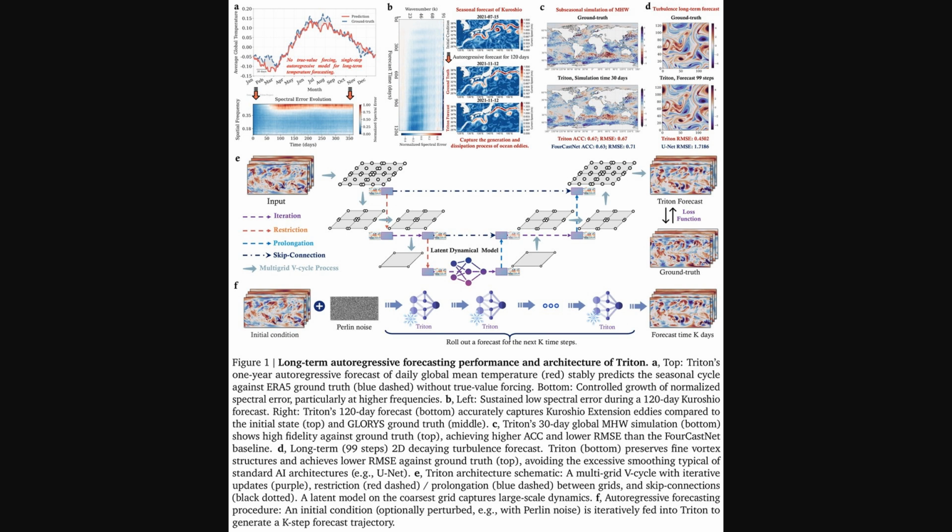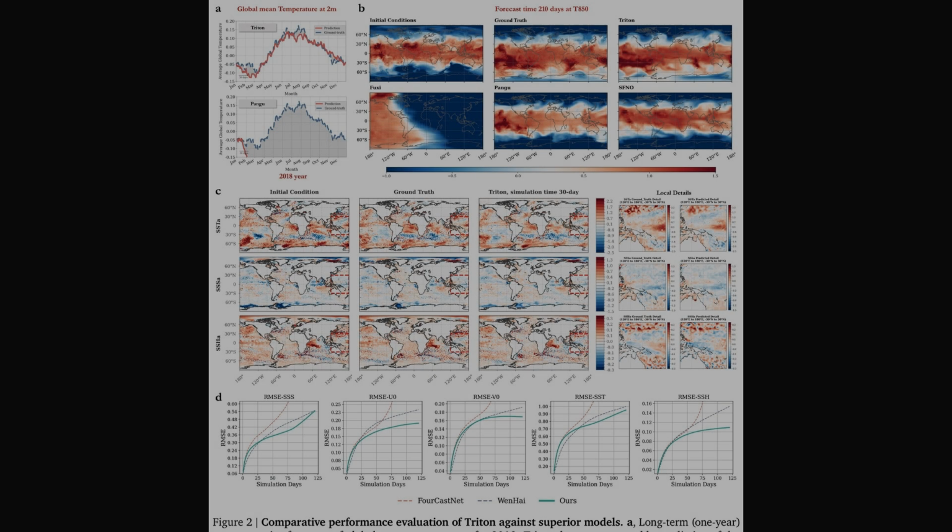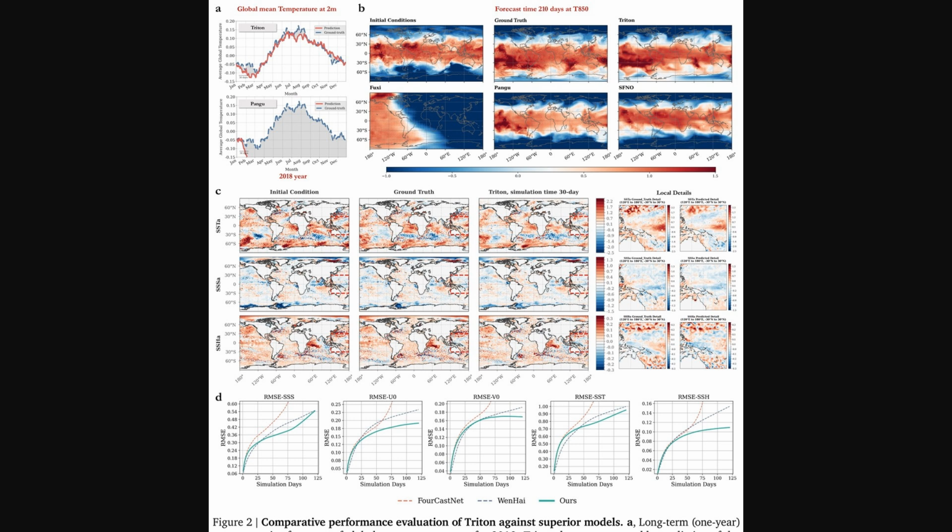So how does it do this? That's what the bottom of the figure illustrates. It shows the core architecture, a multi-grid V-cycle. The process starts with high-resolution input, then follows a restriction path, which downsamples the data to capture large-scale dynamics. Then, a prolongation path builds the high-resolution prediction back up, reintegrating details using what are called skip connections from the first path.